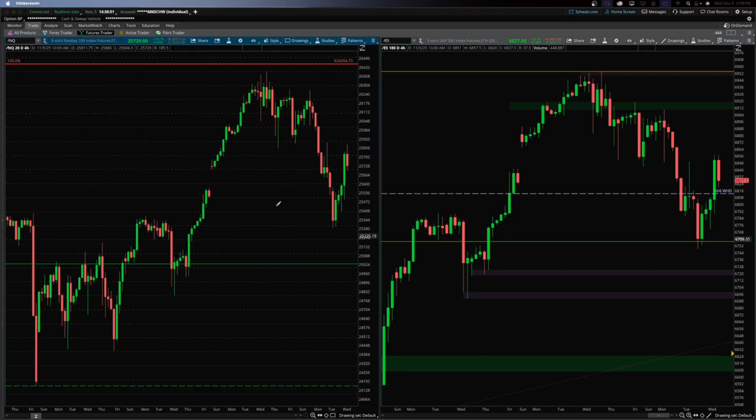So previous supports turn into resistance. Right here, the NASDAQ, previous support. As you can see, it came back down, retested it, came down, today came back up, retested, came down again.